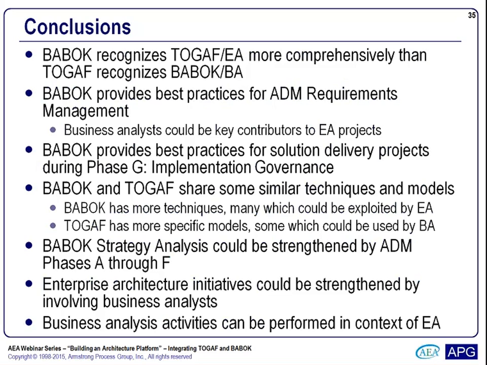There's certainly a lot of great guidance in BABOK on how to do requirements management and analyst activities and solution delivery for Phase G. There's certainly overlap and some similarities in techniques and models. My characterization is, the BABOK has more techniques, many of which could, and perhaps in your experiences, you have already used them when doing enterprise architecture work. TOGAF is a little bit more specific on modeling, which certainly could be exploited by business analysts. The strategy analysis knowledge area, if people wanted to do that more rigorously, I would really call them to look at the ADM phases A through F for that.